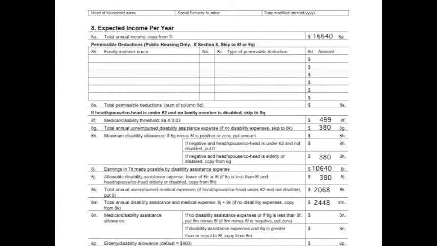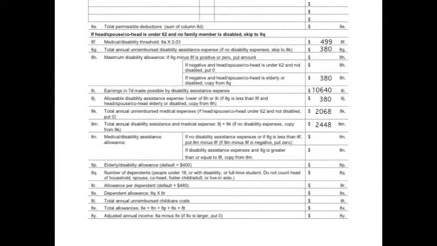8M is asking for the total of both disability and medical expenses, and on 8M the form tells us to add 8J plus 8K. So 8M we have $2,448. Next on 8N, this is the total allowable medical and disability assistance expense. Did you use the first or the second field on 8N? We used the first one. The reason why is because 8G is less than 8F. So we're going to put 8M minus 8F.